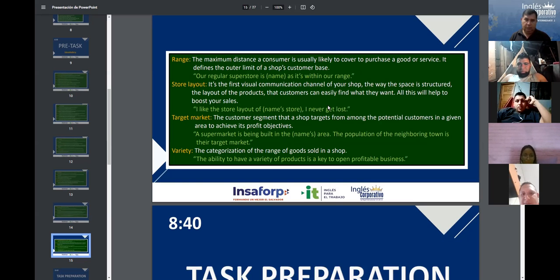Range. The maximum range is the distance a customer is usually likely to cover to purchase a good or service. It is defined as the hour limit for a shop customer buys.